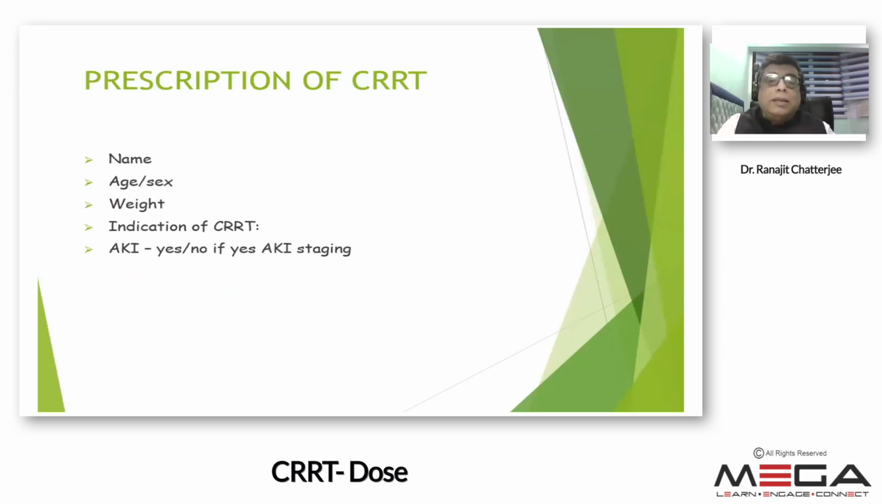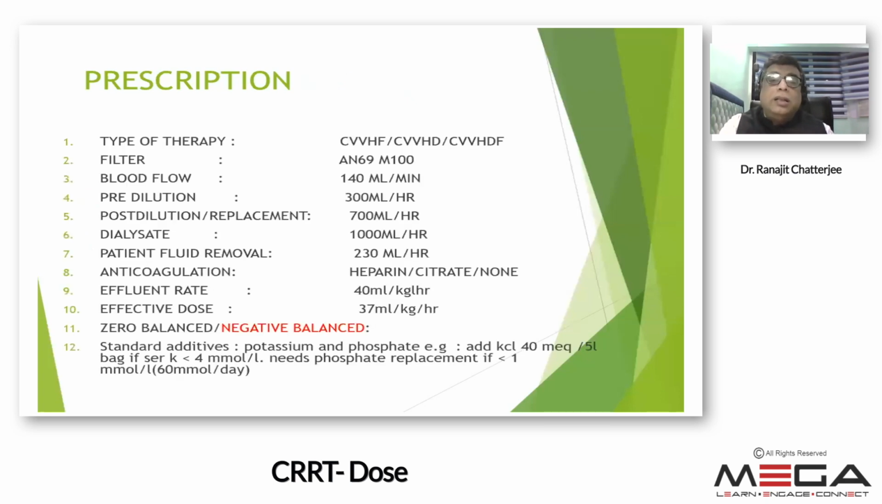You take the name, age, sex, weight. The indication for CRRT should be given: AKI, what is the staging of the AKI, or whether you have any other reasons for starting CRRT. What is the type of therapy you want to give, the filter you are using, the blood flow you have given, what is the pre-dilution fluid and how much you are giving, post-dilution replacement, dialysate, patient fluid removal, what anticoagulation you are using, what effluent rate you have achieved, what is your effective dose, and whether it is a zero balanced or a negative balanced one.